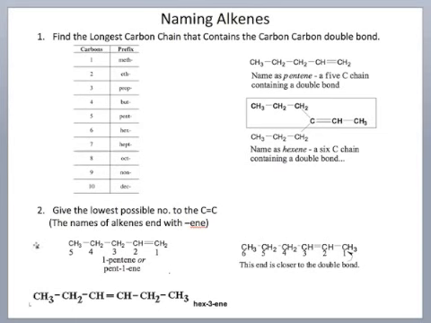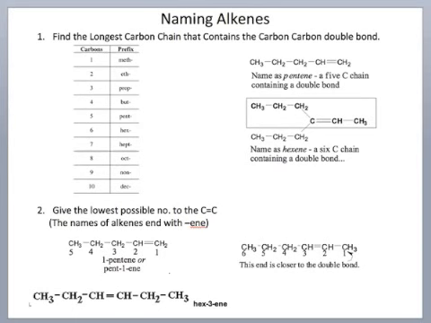The second stage is to give the lowest possible number to the carbon-carbon double bond. For example here, we can see that the double bond is on the first carbon. Therefore it's pent-1-ene. It would be wrong to start counting from this end. If we were to do it the wrong way, we would say 1, 2, 3, 4, but to name it pent-4-ene would be wrong because it's not the lowest possible number.